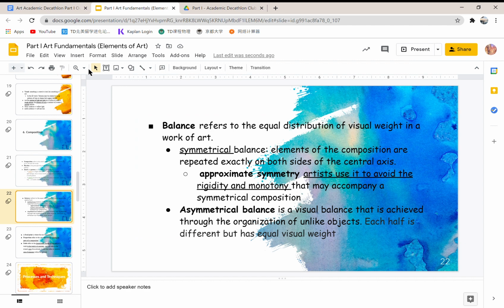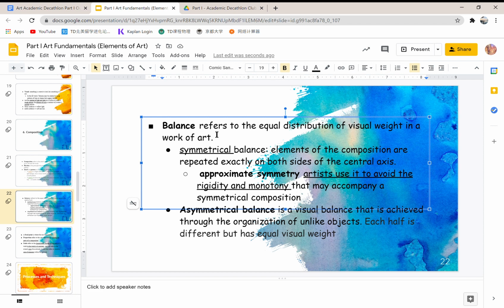Alright, so composition, we also talked about balance. So what is balance? Balance refers to the equal distribution of visual weight in a work of art. We have symmetrical balance. Elements of compositions are repeated exactly on both sides of the central axis. So for example, if you draw an apple and you put that into the center, you can see that both sides of the apple tend to look the same, and that's if you place it in the middle, that's an example of symmetrical balance.